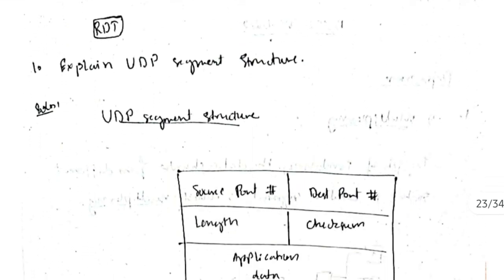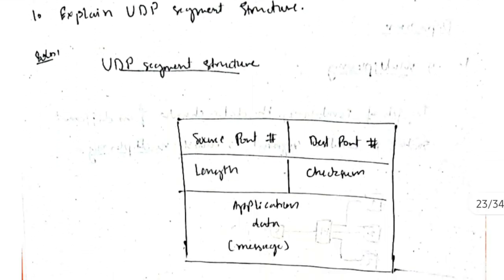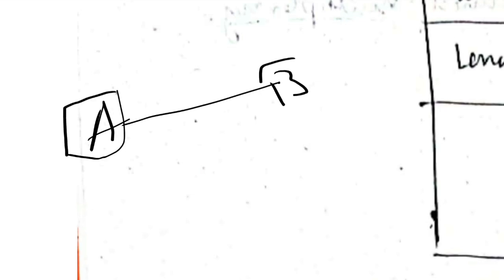And the second is RDT. In RDT we have two questions. The first is to explain the UDP segment structure. When you are transferring data from one place to another, like from source A to source B, and you are transferring using UDP, how does it get transferred? It's not just the data that is transferred, many things are transferred along with the data. So what are those exactly? We will discuss that now.